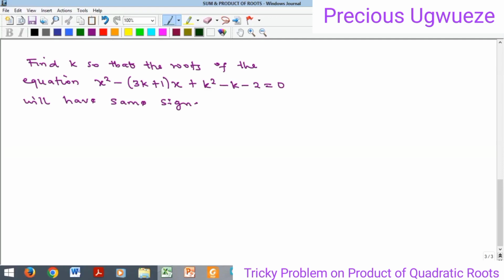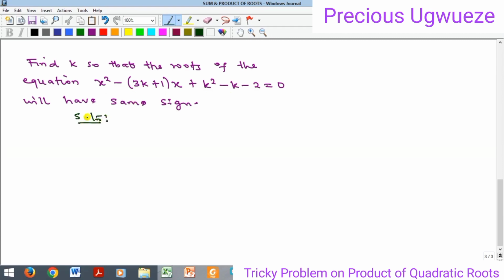In this video, we'll quickly look at this problem here under sum and product of roots. It says find k so that the roots of the equation here will have the same sign. That is to say, for what value of k are we going to have roots for this? Remember, this is a quadratic equation. For the roots of this equation to have the same sign, whether positive, positive, or negative, negative.